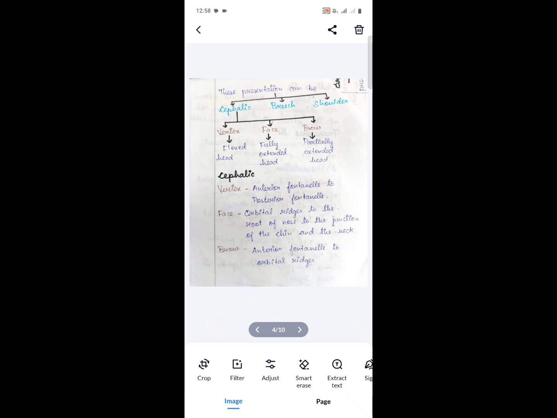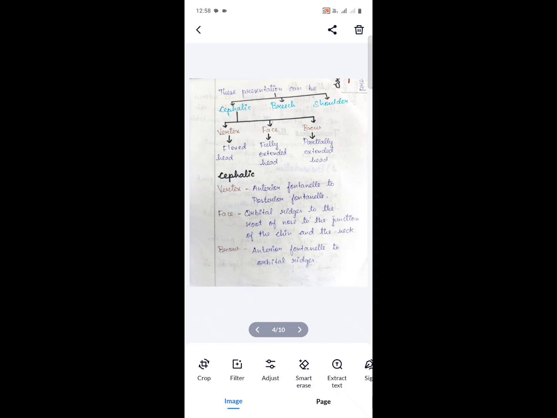In the cephalic presentation, the vertex is the area from the anterior fontanelle to the posterior fontanelle. So the vertex presentation can be identified by the anterior fontanelle to the posterior fontanelle. It is the leading part felt through the vagina or cervix when it enters the pelvic bone. In the face presentation, you can find the orbital ridges, the root of the nose, and the junction of the chin and the neck through the vagina.